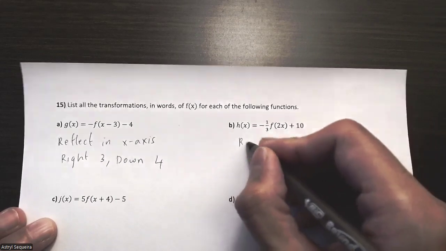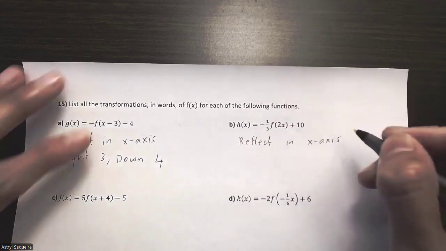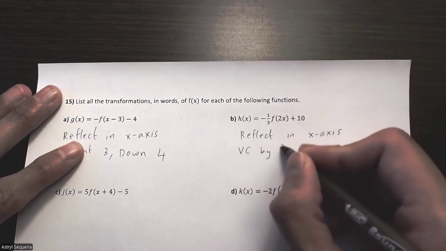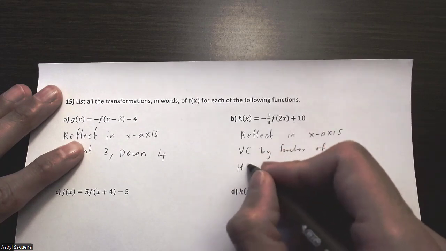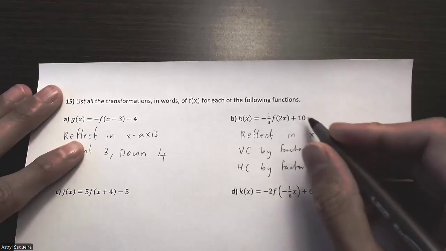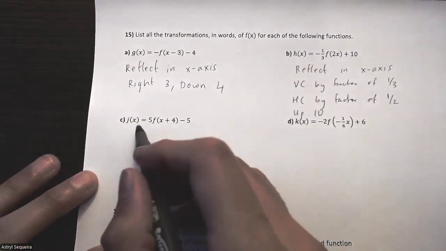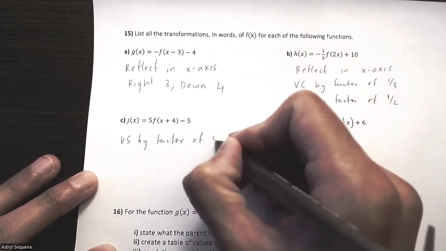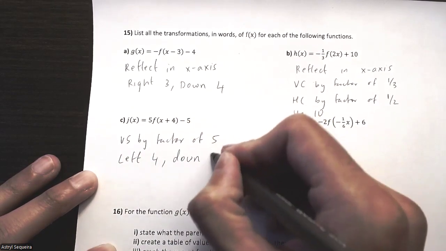Part B, again, we have a reflection in the x-axis. 1/3 is a vertical compression. 2 is a horizontal compression, and remember we have to flip it upside down, and then +10 is up by 10 units. Part C, we have a vertical stretch by a factor of 5. Then we're going left 4 and down 5.